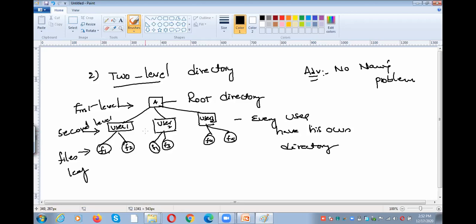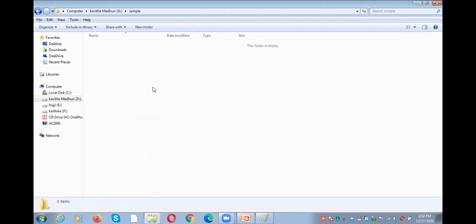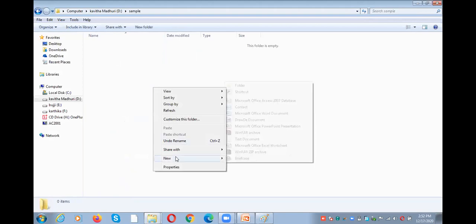Okay. So let me show you the same with an example. For example, here we have two folders. One is sample and the second one is new folder. I want to go inside the sample and there I want to make one file with the name file 1.